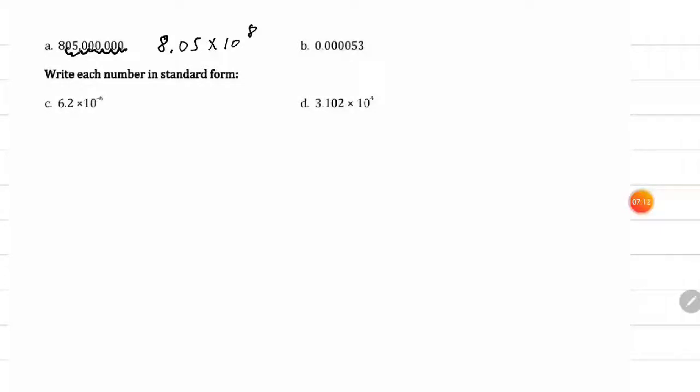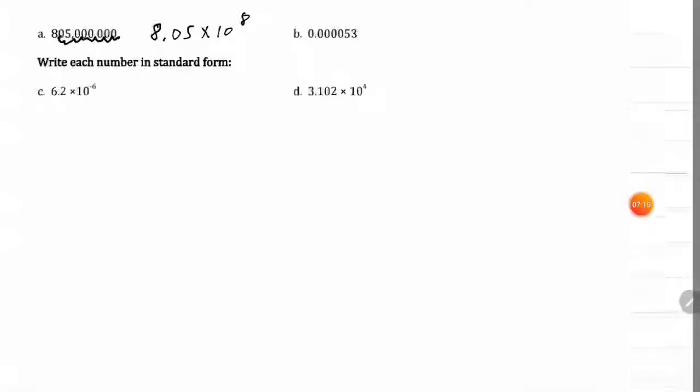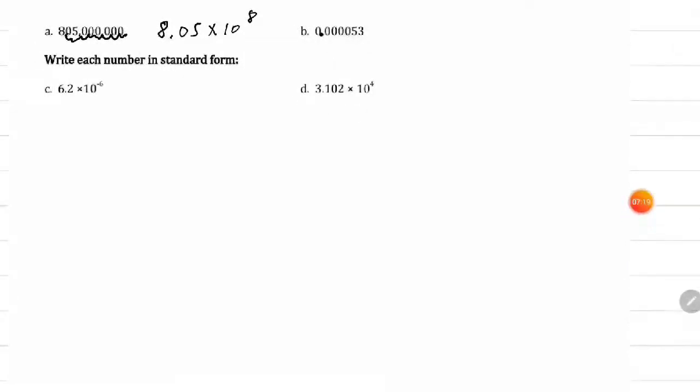Part B, we got a super small number, 0.000053. All we're going to do is move the decimal point forward until it's in front of the 5. So 1, 2, 3, 4, 5. So that is 5.3 times 10 to the negative 5. So remember, it's negative if we're making a small number, positive if we're making a really big number.